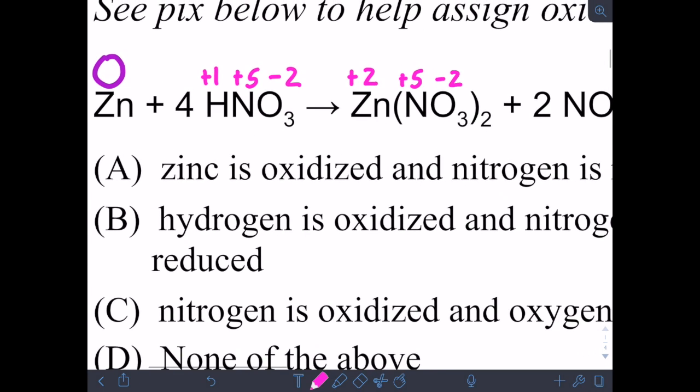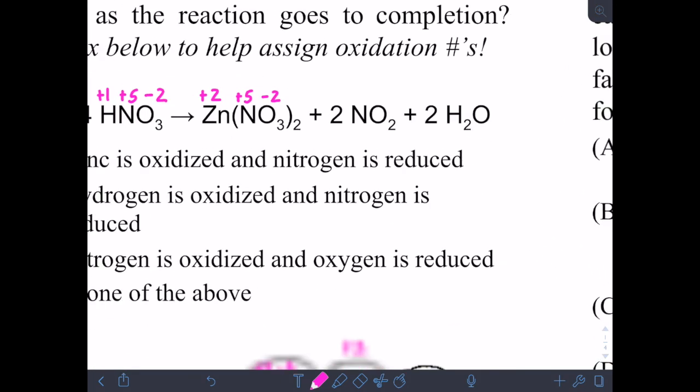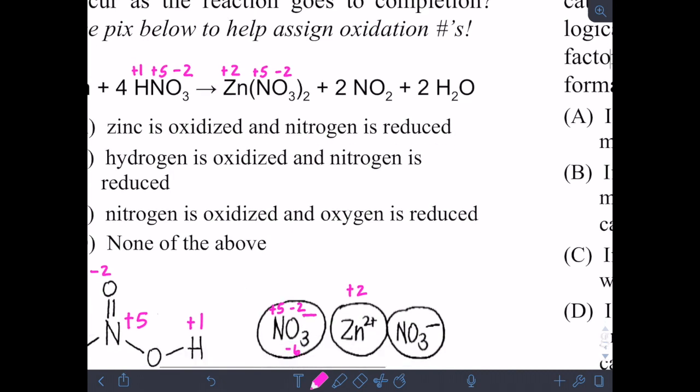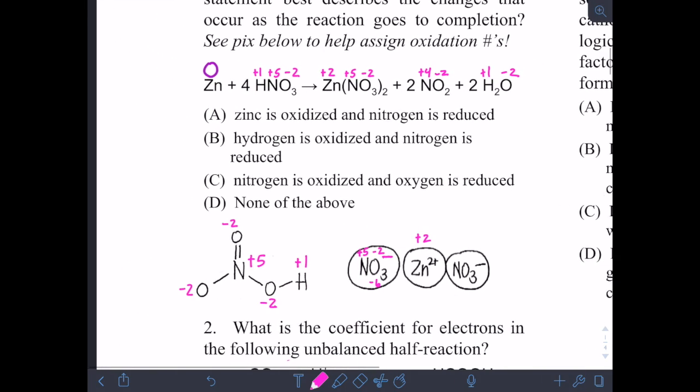So at this point, our nitrogen has not changed. However, we have another nitrogen-containing species, NO2, nitrogen dioxide. So one oxygen is -2, but we have 2 of them, which is -4, so our nitrogen must be +4. Water, we know each hydrogen is +1, each oxygen is -2. So now we can compare.